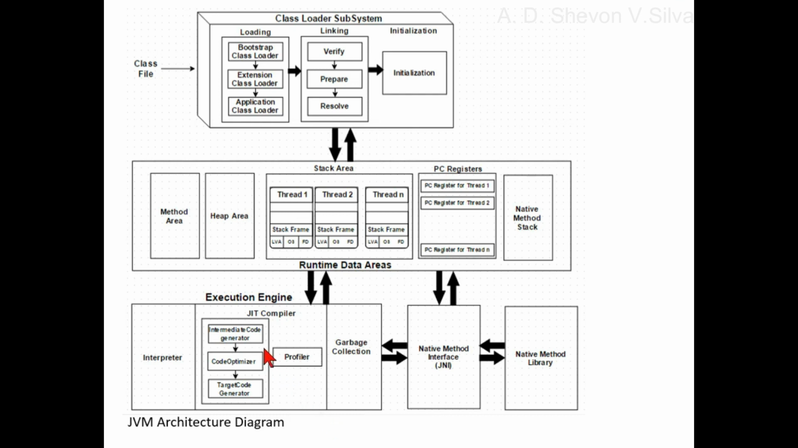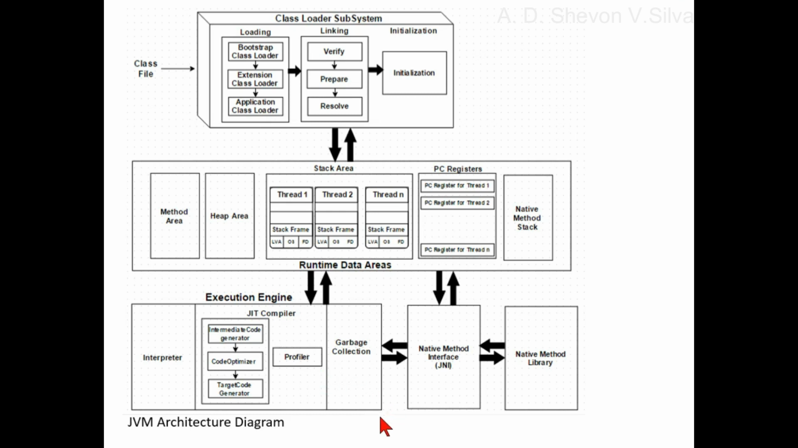Intermediate code generator produces intermediate code. Code optimizer responsible for optimizing the intermediate code generated above. Target code generator responsible for generating machine code for native code. Profiler, a special component responsible for finding hotspots, that is, whether the method is called multiple times or not.